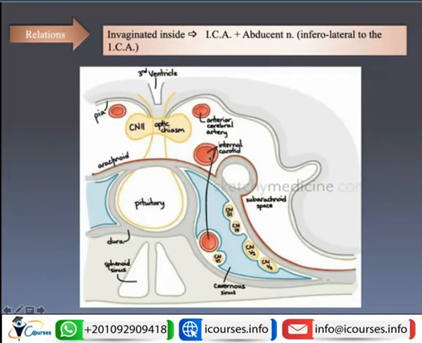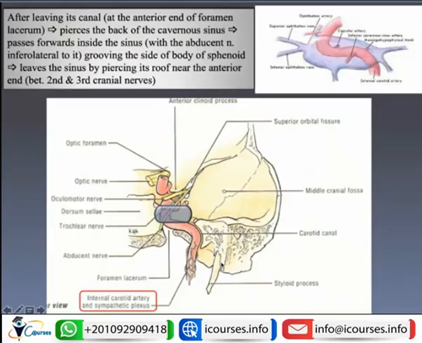So the internal carotid artery, after it emerges from the petrous canal, will enter the cavernous sinus from its back and emerge from the roof. When the internal carotid artery enters at the back, it will invaginate the cavernous sinus, and this is when it emerges from the roof. And infralateral to the internal carotid artery will be the abducent nerve. So what we discussed, it will enter from the back of the cavernous sinus, then emerge from the roof. That's why you see two cuts of the internal carotid artery.